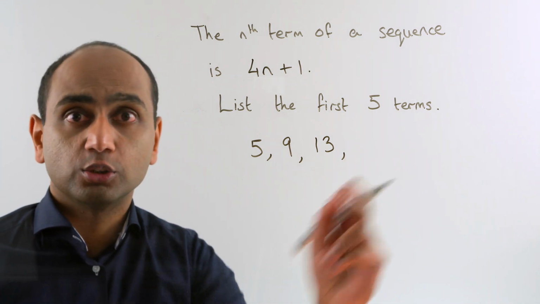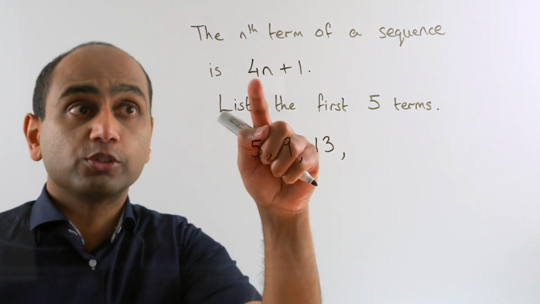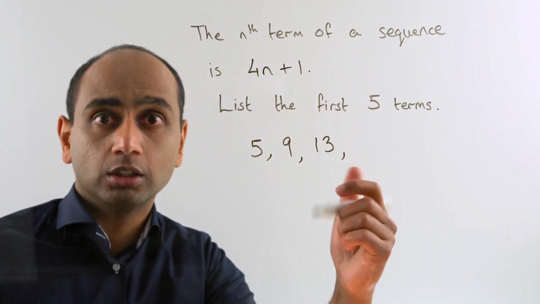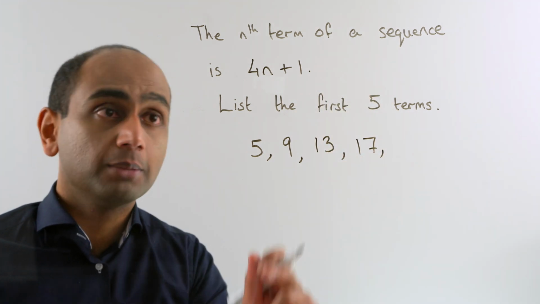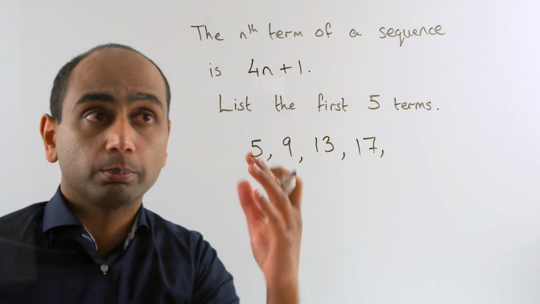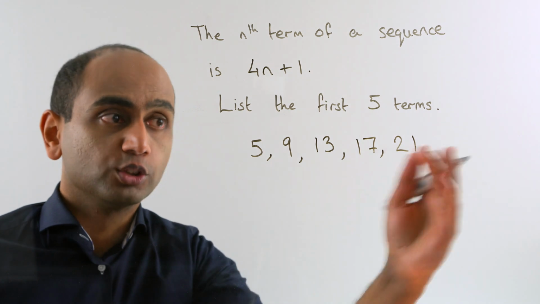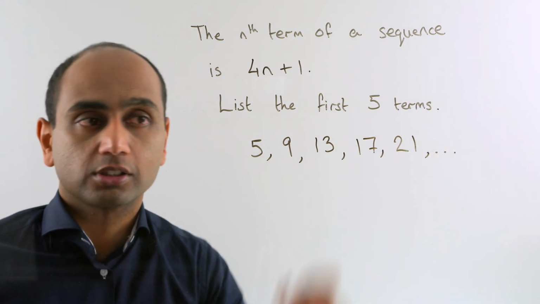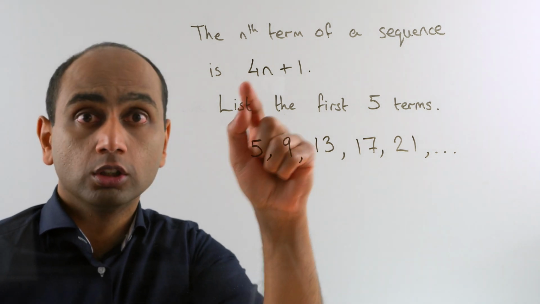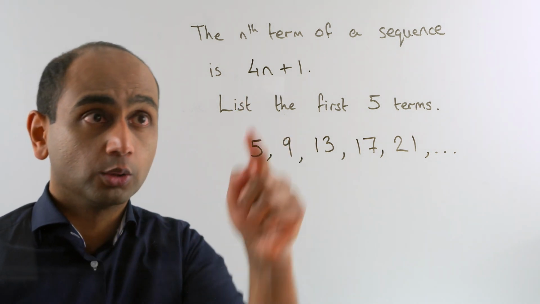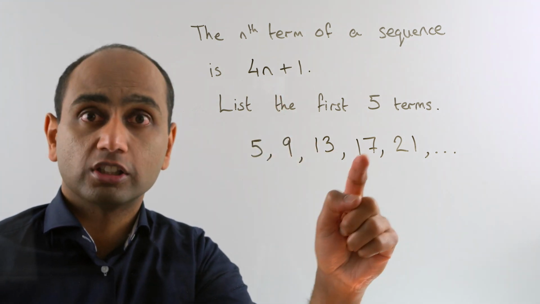Pause the video and find the next 2 terms. You should have found the fourth term was 4 times 4, plus 1, which is 16 plus 1, that's 17. And the fifth term is 4 times 5 plus 1, so that's 20 plus 1, which is 21. So those are the first 5 terms of this sequence. Notice that this sequence is going up in steps of 4, so just like we saw in the previous video, this coefficient of n determines the common difference for the sequence.